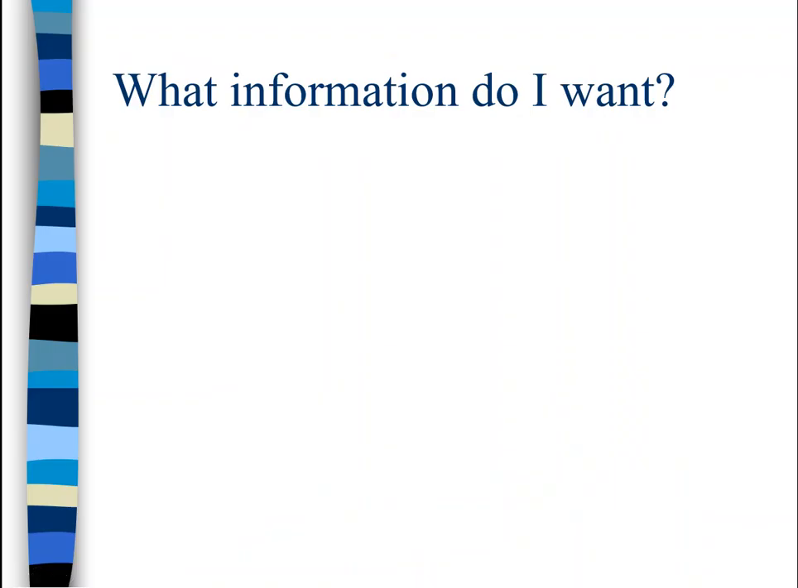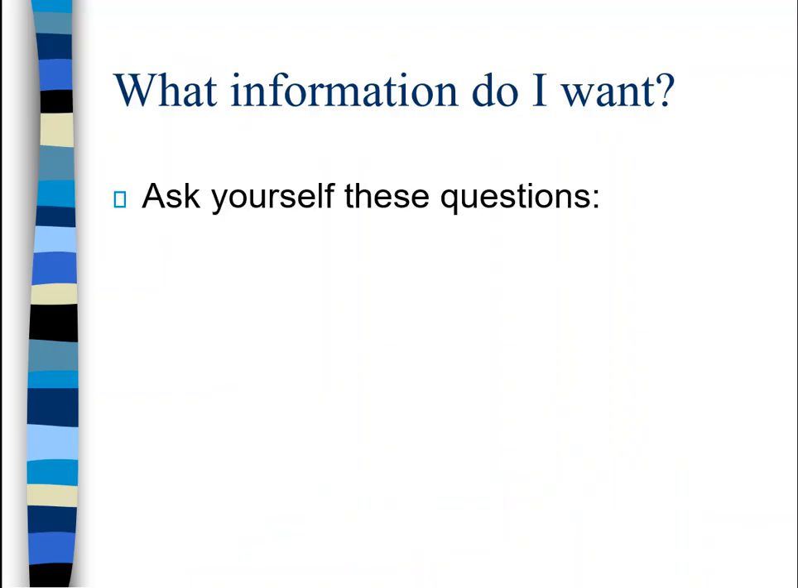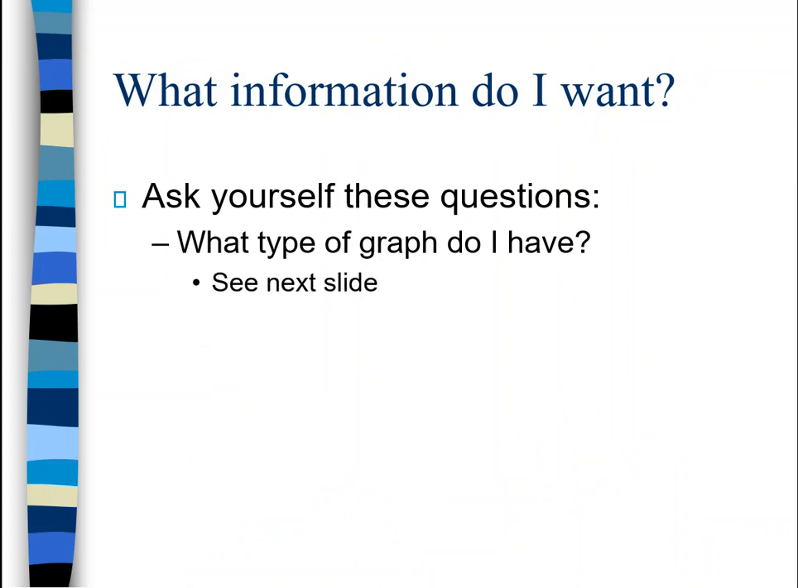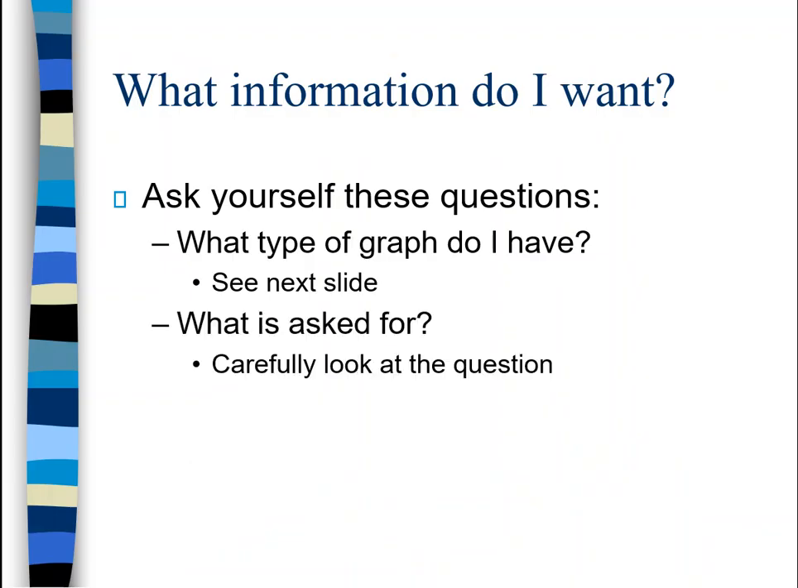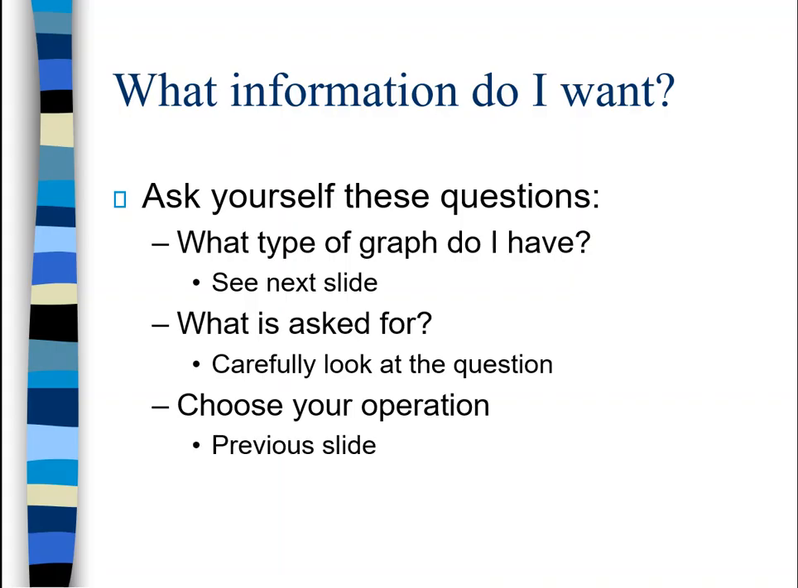So let's continue on though. What information do I want? Anytime you see a graph, you've got to ask yourself these 3 questions. First of all, what type of graph do I have? And I do not mean, oh, it's a line graph, it's a bar graph, it's a pie chart. No. What type of graph do I have? We'll see that on the next slide. The next question, what is asked for? You've got to read the question carefully. Read whatever problem you're working on carefully. And then the third is choosing your operations. We just went through the different operations that we can use.